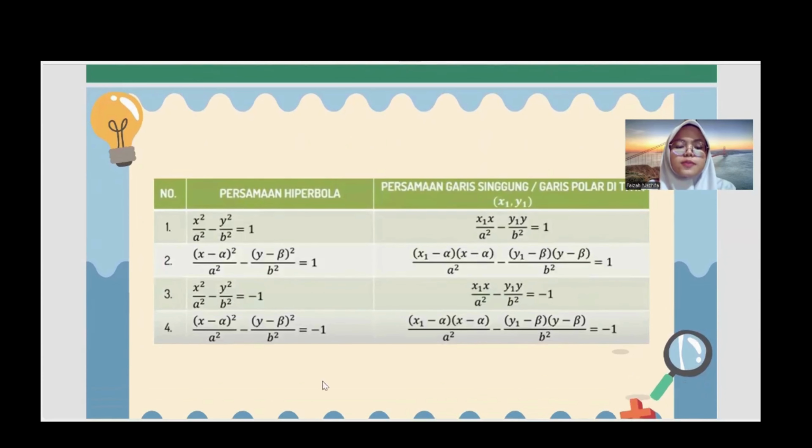So in the previous meeting, we already discussed that if we have this kind of hyperbola equation, we will have a tangent line equation of the hyperbola or a polar line equation of the hyperbola like this. This is a horizontal hyperbola with center 0,0, and this is the tangent line equation, and so on. You can see it in this picture.